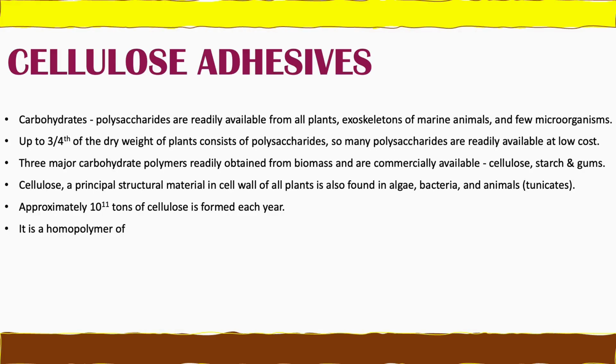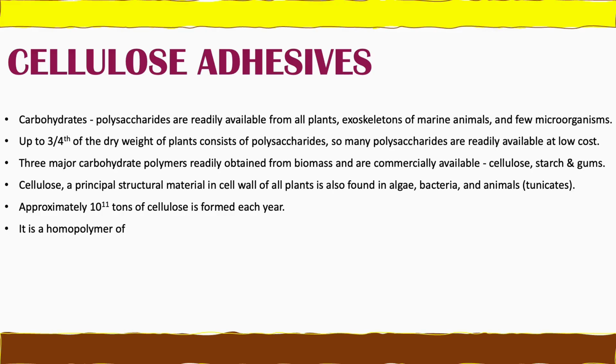Next adhesive is the cellulose adhesive. Now we know that up to 3/4 of the dry weight of plants is mainly made up of polysaccharides, and which are those polysaccharides? They are cellulose, gums and starch. And out of these, cellulose is the main structural material in the cell wall of all the plants, and you can also find it in other organisms like algae, bacteria and tunicates.